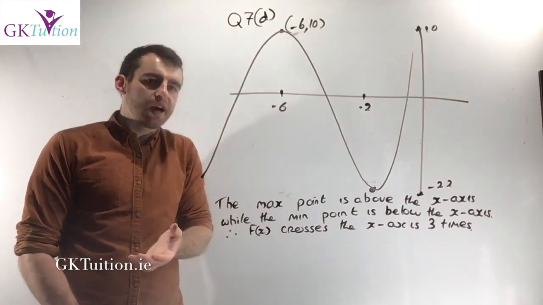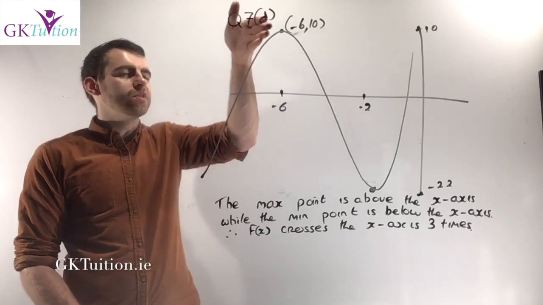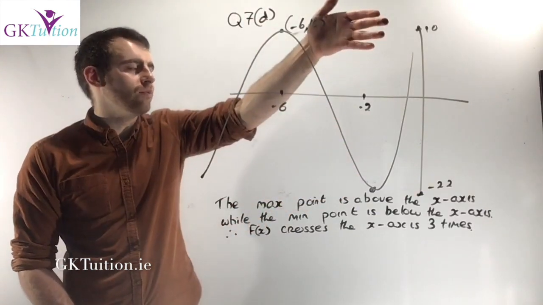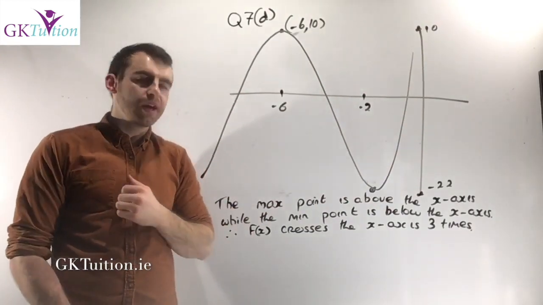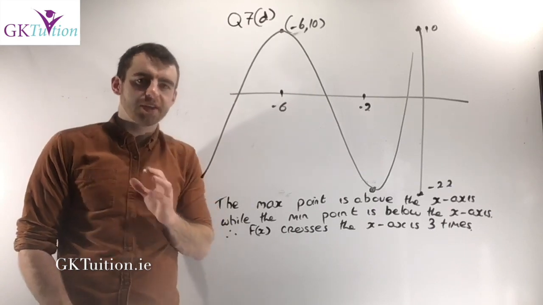Now I don't know where the roots are, so I just drew a rough sketch, but I know for a fact the max point is above the x-axis while the minimum is below the x-axis. One of them had a positive value for y, one of them had a negative value for y, and that implies that the cubic crosses the x-axis 3 times and has 3 roots.